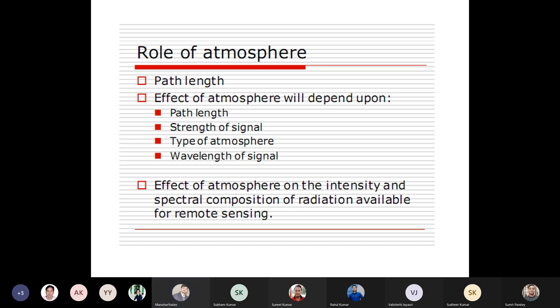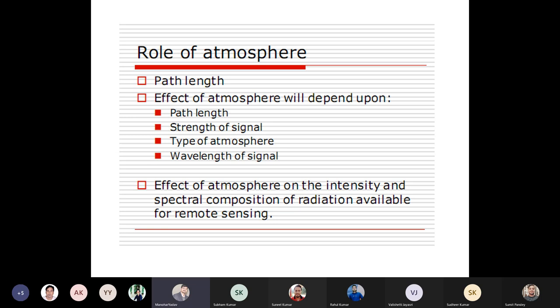The meaning of this analysis is, when we consider the visible spectrum, when our sensor is based on the reflected energy, what is the path length in that case? Let's say a sensing system depends on the sun, so the distance traveled within the atmosphere, that is the path length, from source to target.